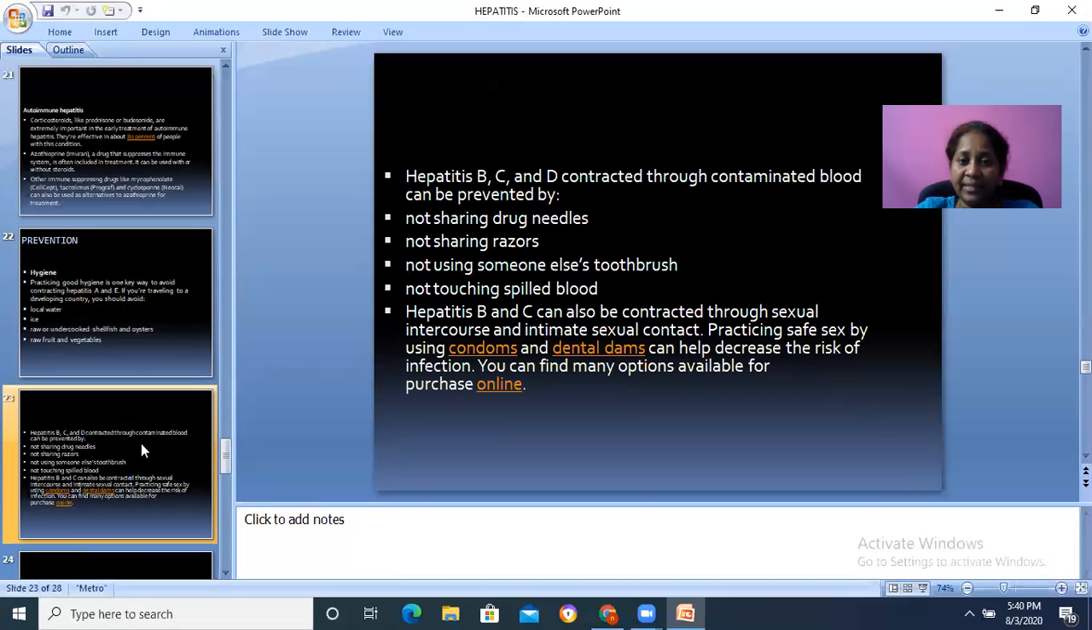Hepatitis C and D contracted through contaminated blood can be prevented by not sharing drug needles, not sharing razors, and not using someone else's toothbrush. Hepatitis B and C can also be contracted through sexual intercourse and intimate sexual contact. Practicing safe sex by using condoms and dental dams can help to decrease the risk of infection.